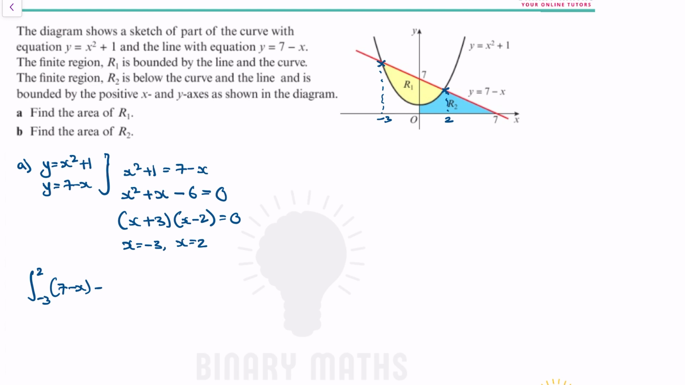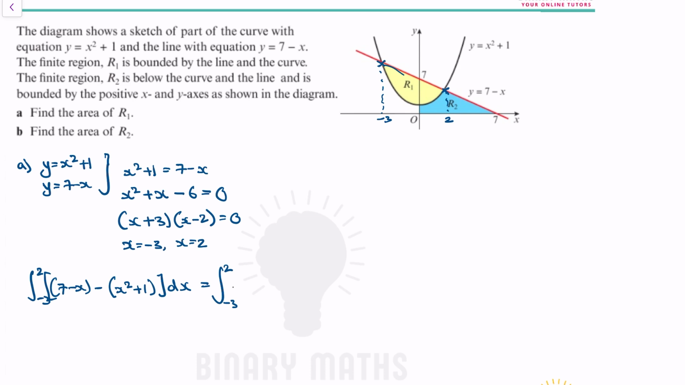So it's going to be take away x squared plus 1. Just remember, it's the area under the line, take away the area under the curve. So you have to do it that way round, and integrate with respect to x. Okay, so if I do that correctly, I'm integrating between 2 and minus 3.